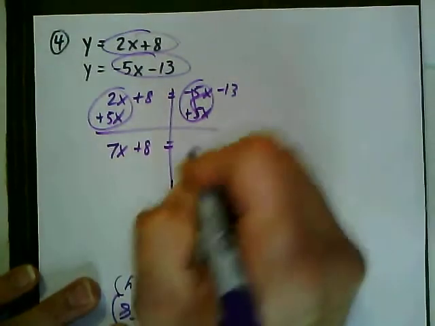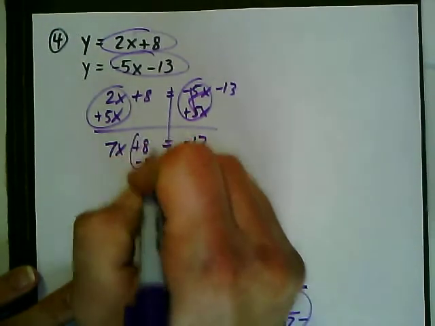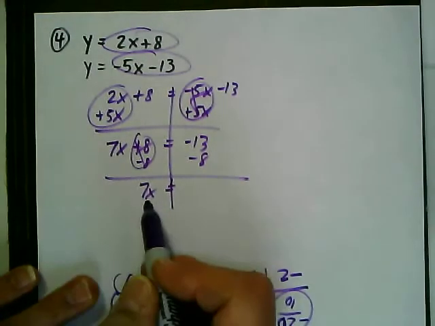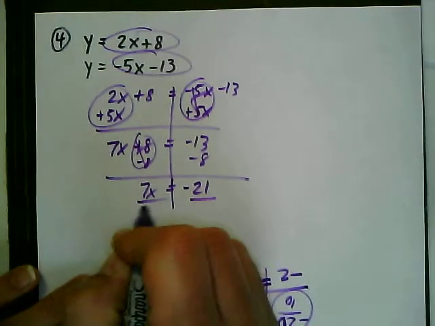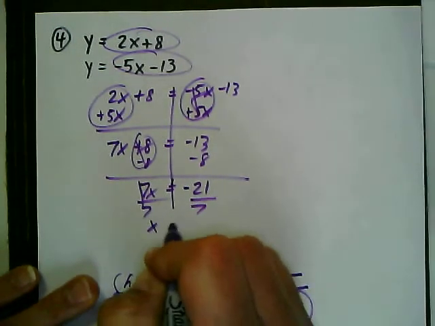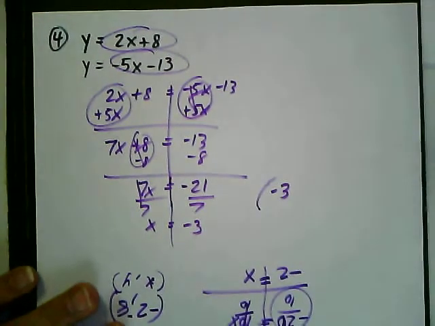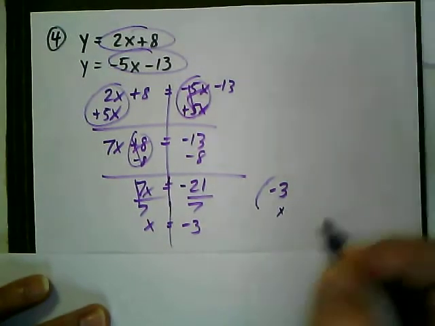Bring down the 8, bring down the negative 13. Go ahead and subtract the 8 from both sides. That 7x is staying, and we have negative 21. Divide by 7, x equals negative 3. That is our x value.